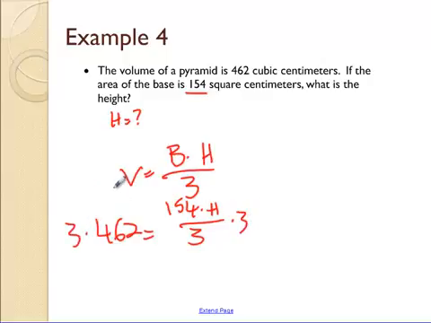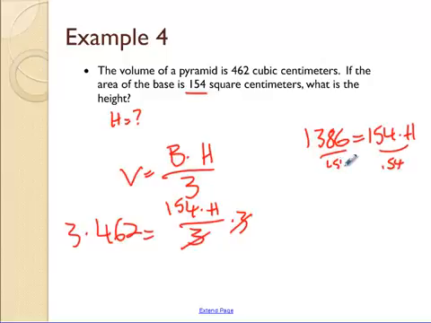There's a couple ways you can solve this. That's the first thing that I saw to do, so that's why I'm going that way. I get 1386 equals 154 times h. Remember over here, the reason I multiplied by 3 was to get rid of that. Please don't multiply this number by 3. The reason for multiplying was because I was dividing, so opposite of division is multiplication. So those go away. Now over here, I'm going to divide by 154. Cross those out. And 1,386 divided by 154 gets me that the height of this pyramid is 9.